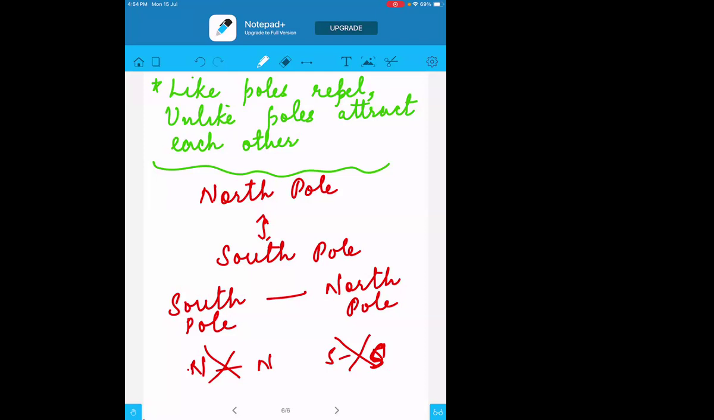So that is the next property, the third property, that like poles will be repelling and unlike poles will be attracting. Like means the same kind of pole, like north and north or south and south. Unlike means different kinds of pole, which means north and south or south and north.